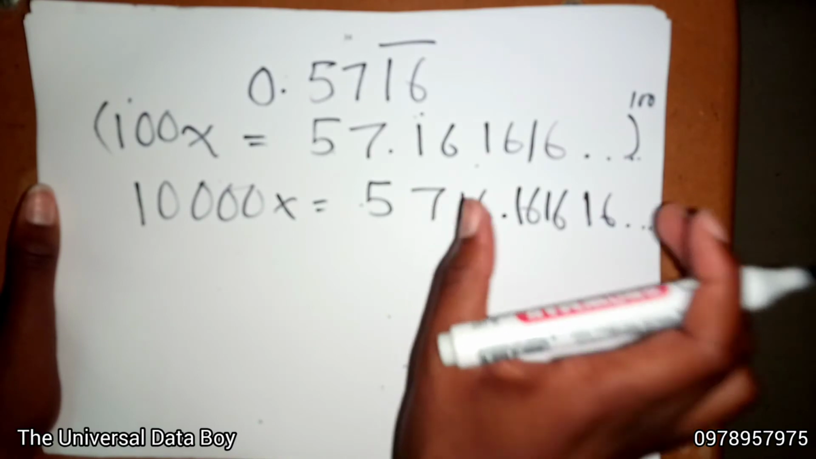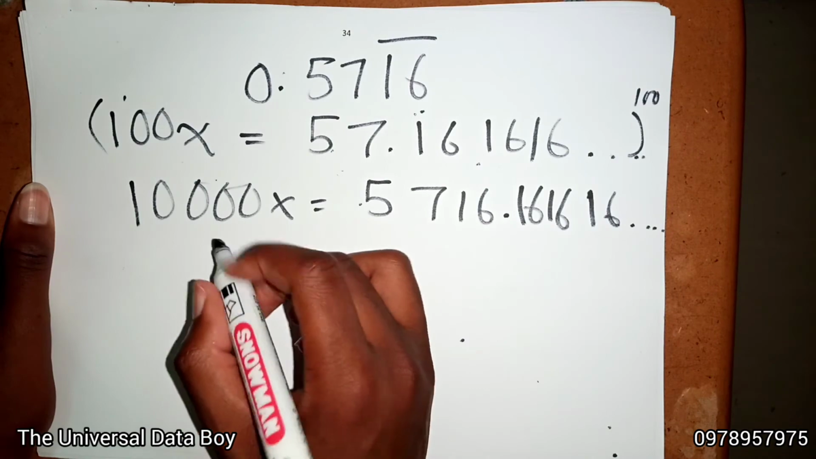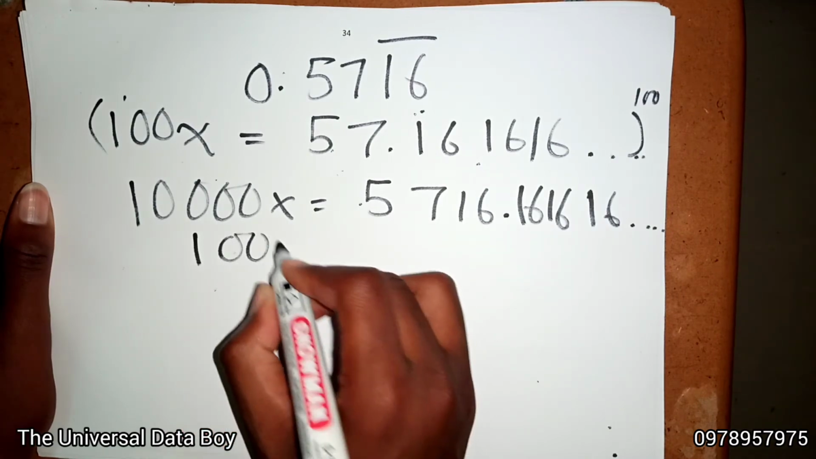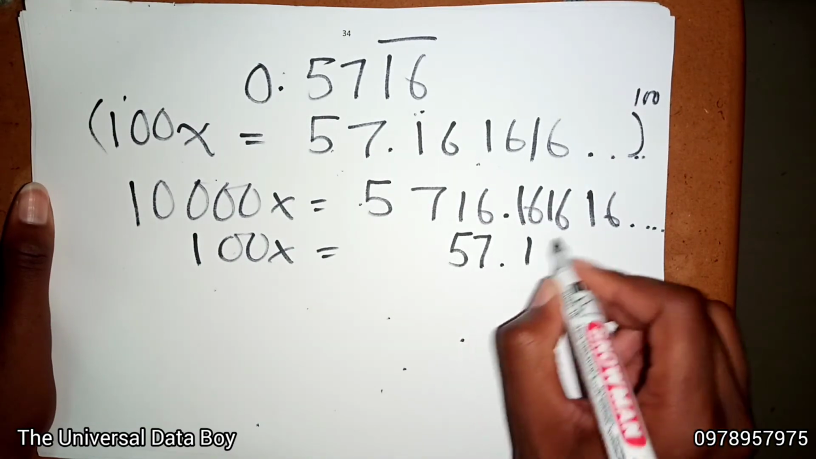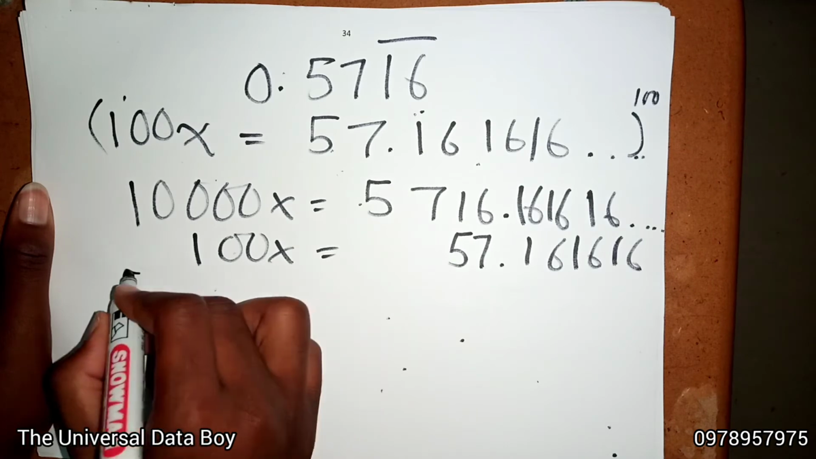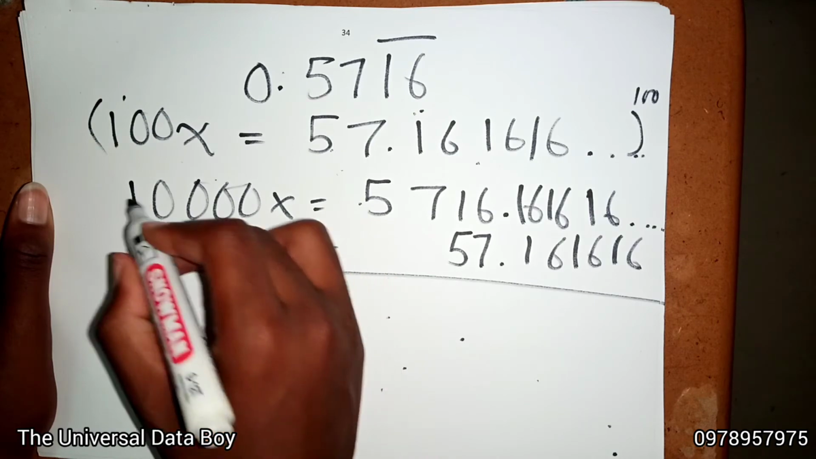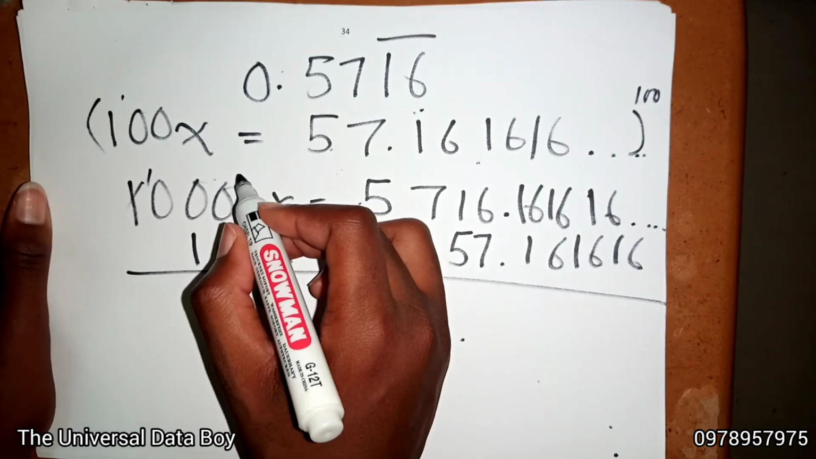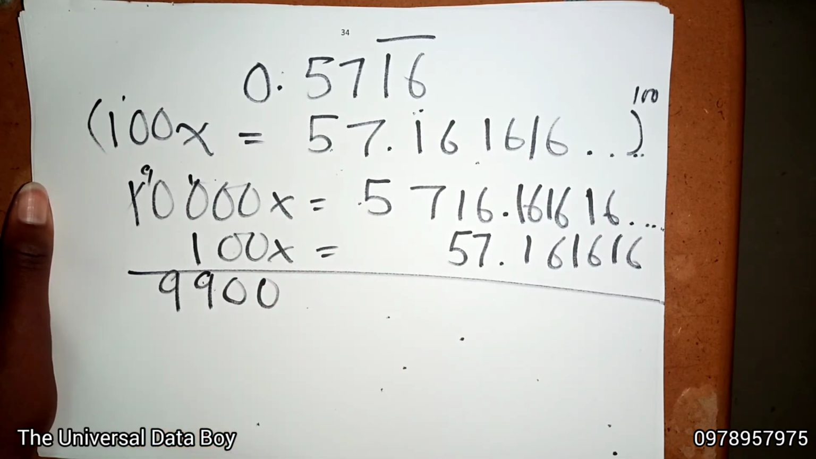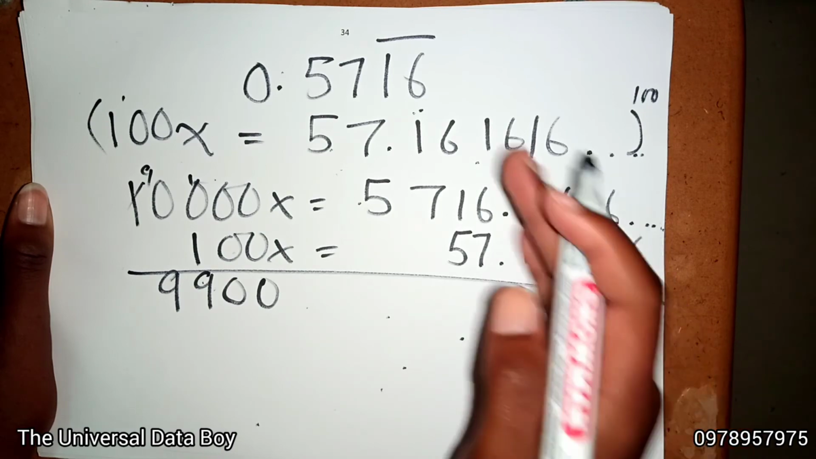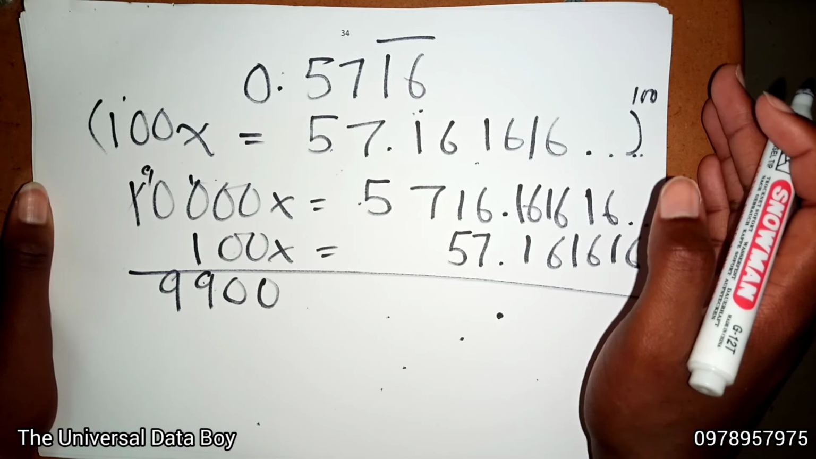Then steps 3 and 4 are cardinal, so that we can subtract this equation and this equation. So we're going to have our 100x is equal to 57.161616, and then we're going to subtract this. So this one minus that one, that's 0, that's 0, borrow 1 from there, that's 10, borrow 1 from there, that's 9, borrow 1 from there, we get 10 minus that one, that would be 9900x. After the decimal we're going to have the 0 because everything was subtracted, which is the cardinality for step 3 and 4.